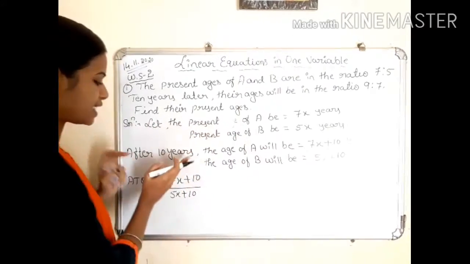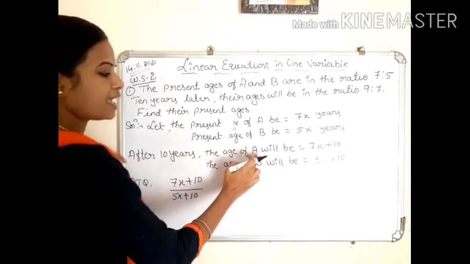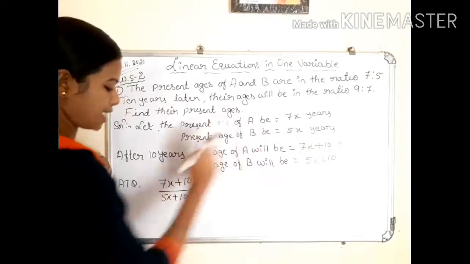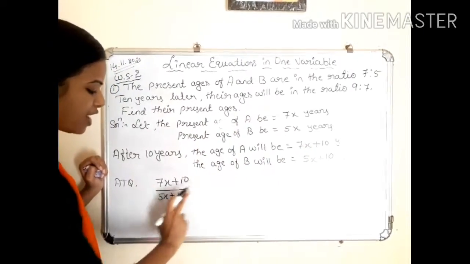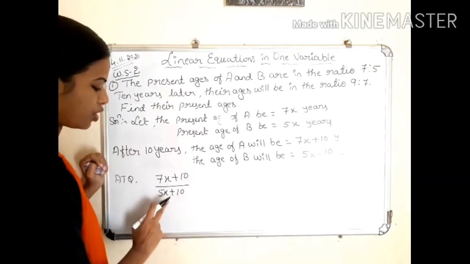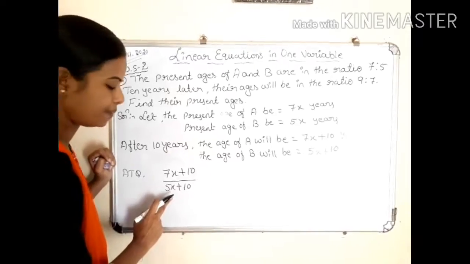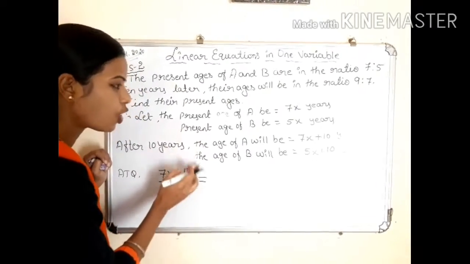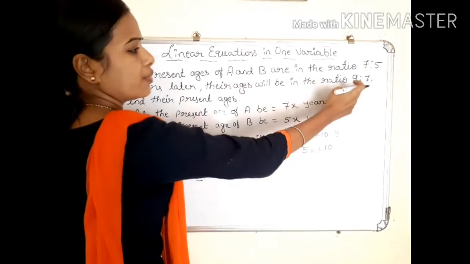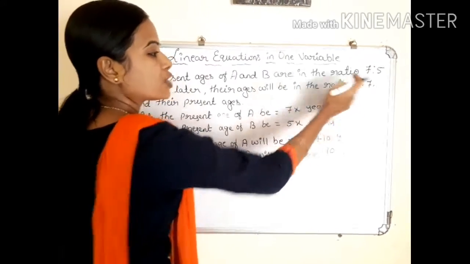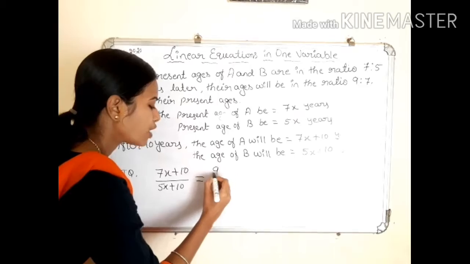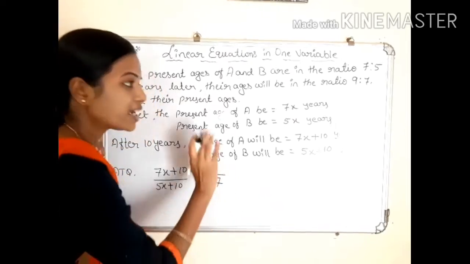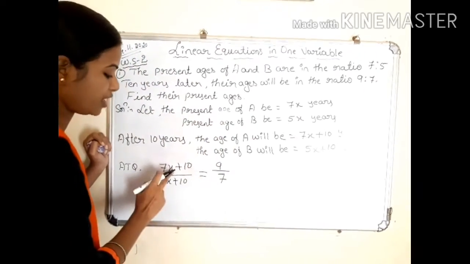Here I took 10 years later. 10 years later, the age of A is 7x plus 10. 7x plus 10 divided by 5x plus 10. What is this? This is the age of B. Now this is equal to, after 10 years, the ratio of A and B given in the question. What is the ratio? 9:7. So you have to write 9 by 7. Don't write 9x, 7x. Already we took x here.